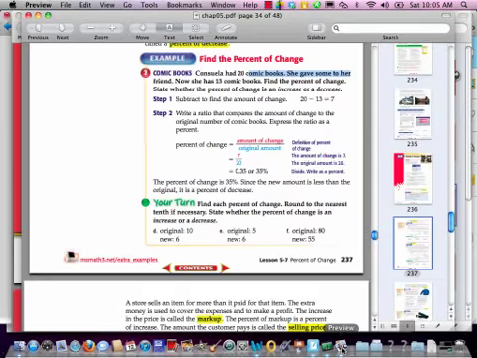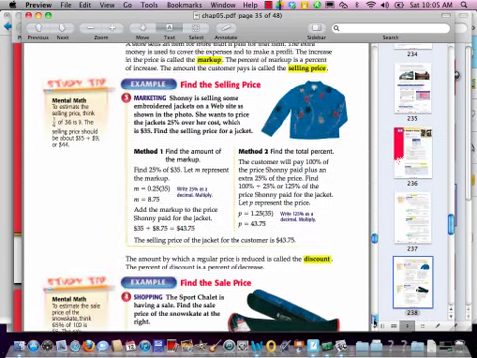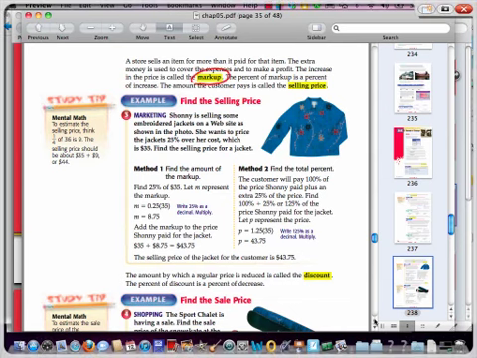Okay, let's go back. Take a look at the next part. And let's go up just a little bit here. Okay, so a store sells an item for more than it paid. Obviously, the store needs to make a profit. And so this is known as markup. So when a store marks up their price, that's their markup, and the customer pays the selling price. And so the idea here is, let's figure this out.